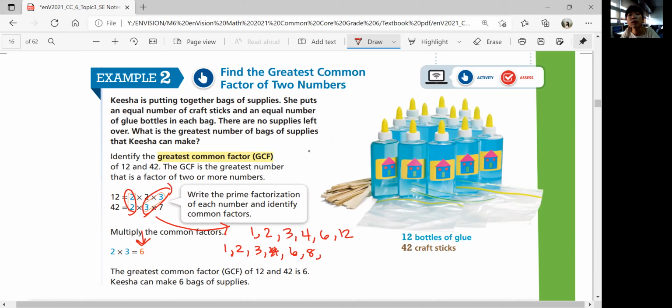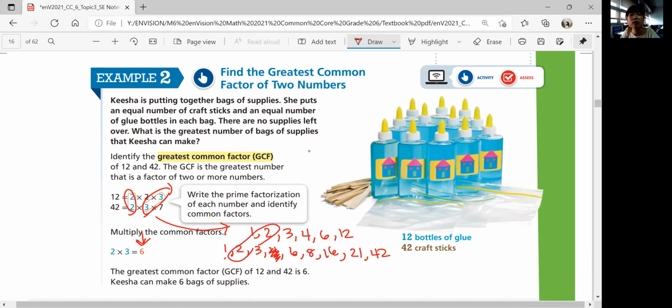No, there's no 4. I'm sorry. And that's going to be 16. And then you got 21 and 42. Okay, there you go. These are all the factors of 12 and 42, right? You find the biggest number that they have in common.